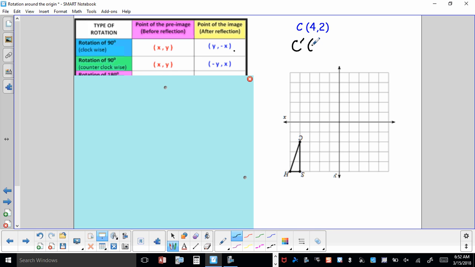So the new point there is (-4, -2). So we started with (4, 2), and then we just ended up with the opposites. So when you do a rotation of 180, the coordinates are just the opposites of each other.